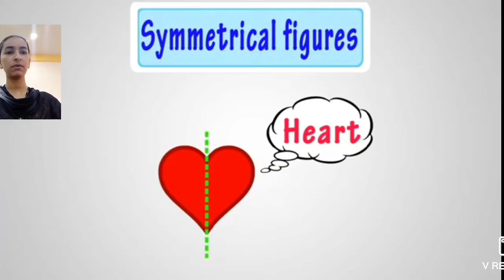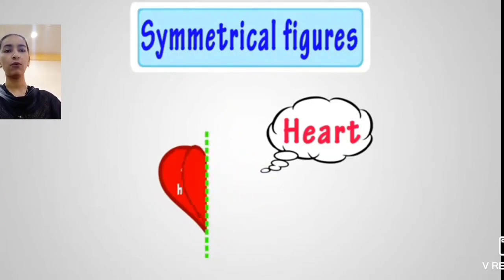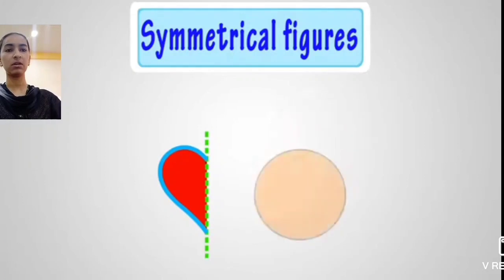Yes students, if I draw a vertical line in between them, it gives two halves, the first half and the second half. See, this is the first half, and here is the second half. If I fold that on the first, what happens? It gives an identical shape. That means it covers the whole part.